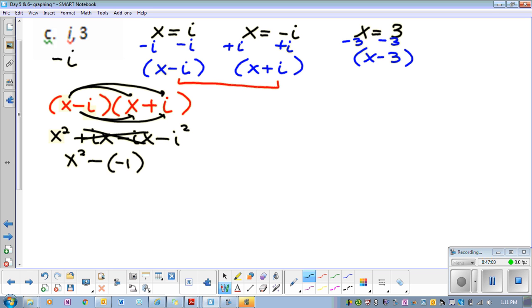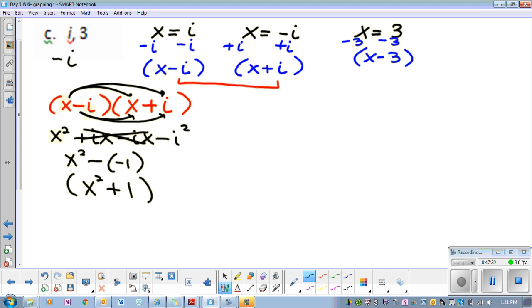Can you change it to i squared plus 1? Absolutely. It is x squared plus 1. And then look at this. This is the factor. If we said find the zeros of this and you factored it out, then you would get plus or minus i. That's what we did. We just went backwards.